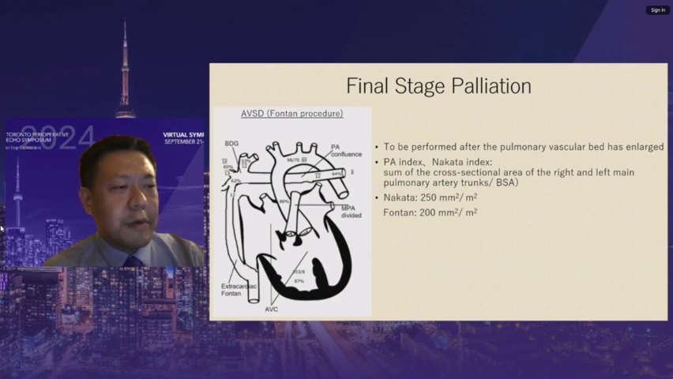Once the pulmonary vascular bed has grown larger, the final palliative surgery, the Fontan procedure, is performed. Nakata suggested that the PA index should be 250 or more, while Fontan considered 200 or more to be sufficient for performing the Fontan procedure. Next slide.